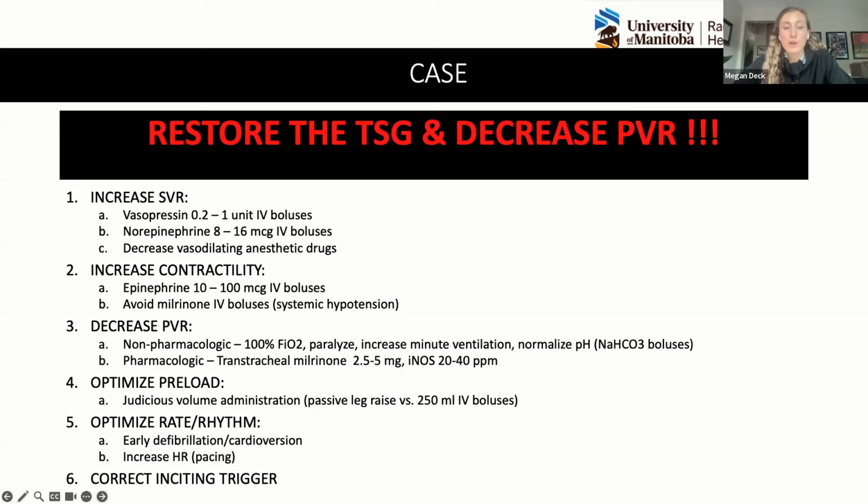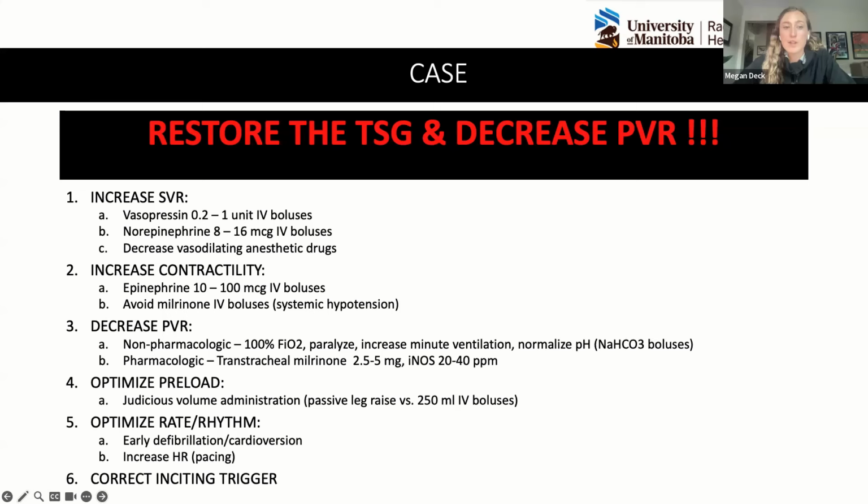We also want to decrease PVR, so non-pharmacologically, we can quickly flip the patient onto 100% oxygen, paralyze them to avoid any further ventilator dyssynchrony, increase their minute ventilation, leaning a little bit more toward hyperventilation, and aggressively normalizing their pH with bicarb boluses if it is abnormal. Pharmacologically, in this case, we could initially try some transtracheal milrinone at a dose of 2.5 to 5 milligrams as we're setting up our inhaled nitric oxide for further pulmonary vasodilation.